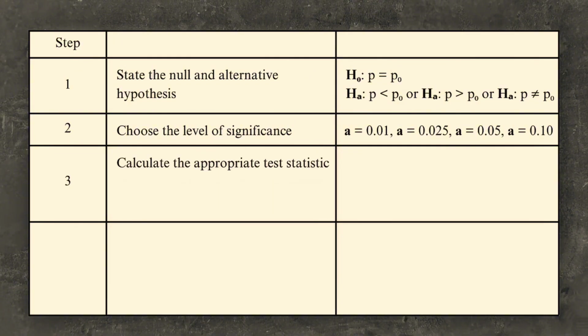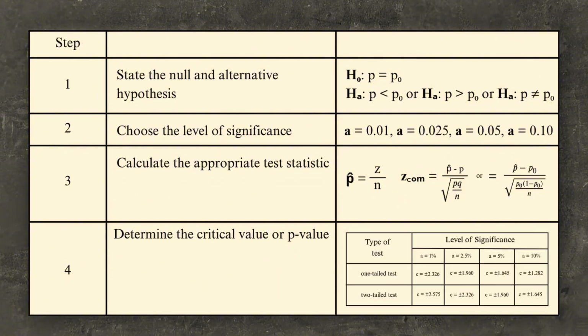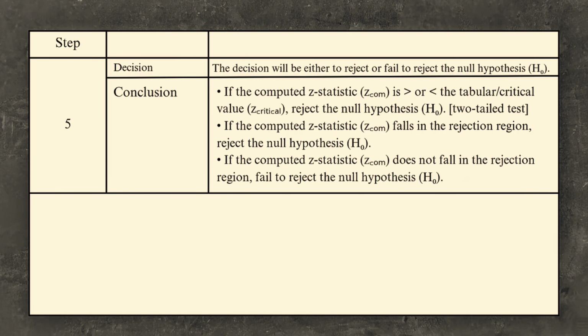Step 3, compute the test statistic or our Z. This is the formula we use to solve the test statistic. Step 4, find the critical value or p-value. To find the critical value or p-value, we use the level of significance. Step 5, make a decision. Your decision will be either reject the null hypothesis or fail to reject the null hypothesis.